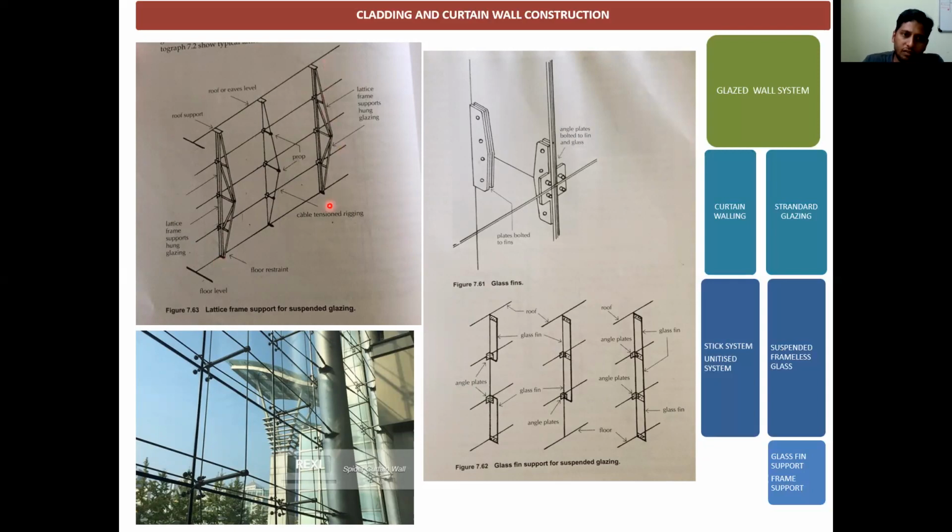These different lattice frames are made up of aluminum metal members and a number of joinery members. In fact, it is very beautiful and attractive in look. Cable suspension structures are created, and this complete glazed wall actually acts as a curtain. That's why it's also called a curtain wall.